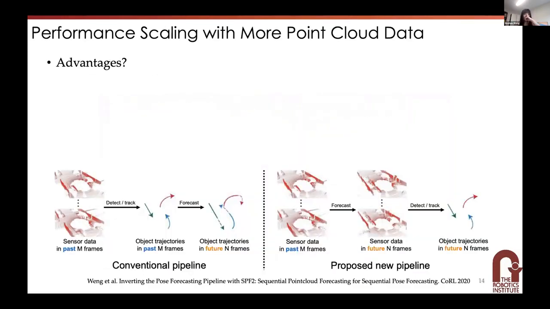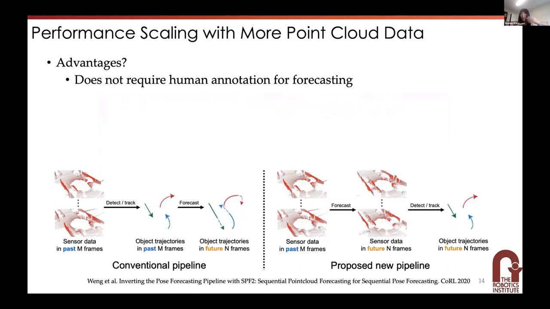Okay, so we briefly discussed this new pipeline. So what are the advantages of this pipeline, or why are we doing this? The first and most obvious one is that this new pipeline does not require human annotation for forecasting, right? Basically in the point cloud forecasting part.